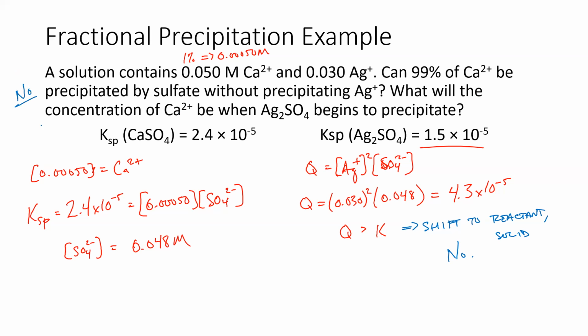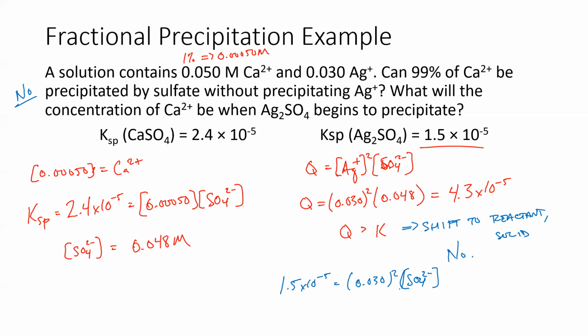The second question though, what's the concentration of calcium when the silver begins to precipitate? In other words, how much of the calcium could we get rid of without precipitating any silver? Okay. And so we use our KSP. So 1.5 times 10 to the negative 5 equals 0.030 squared times the concentration of sulfate.